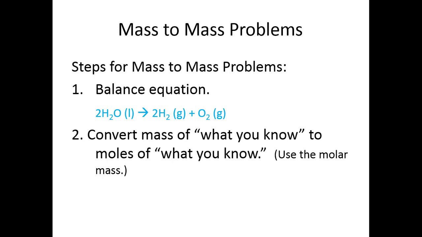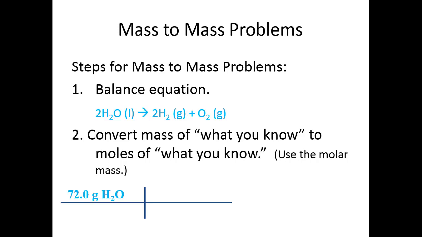Step 2, and this is one of the steps further from what we did yesterday. We need to convert the mass of what we know to the moles of what we know. What does that mean? Well, what we know is what was given in the question, and that was given in terms of grams. So, convert the grams of what we know, we're doing factor label again, 72.0 grams of water, to moles of what we know. You already know how to do this. Converting grams to moles is something that we've been doing for several months.